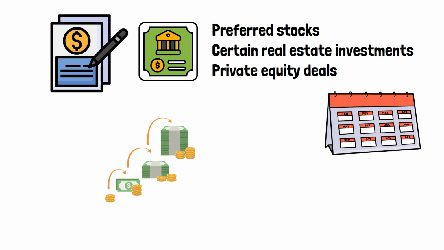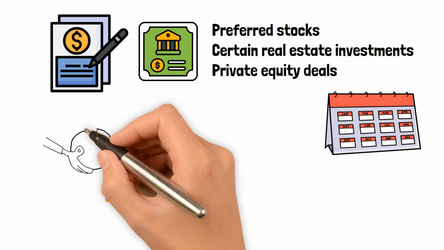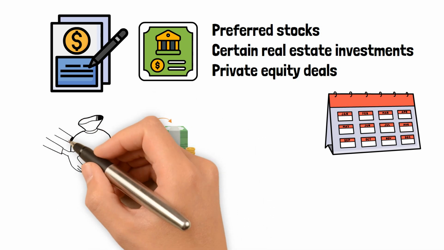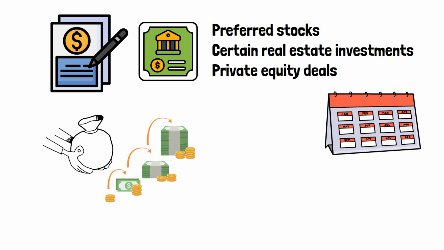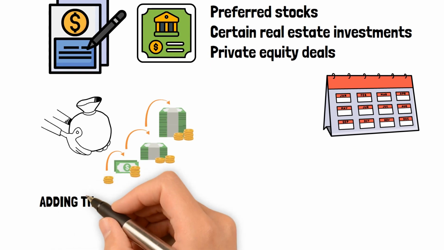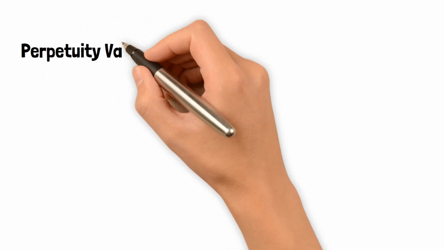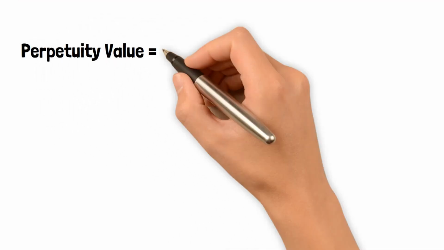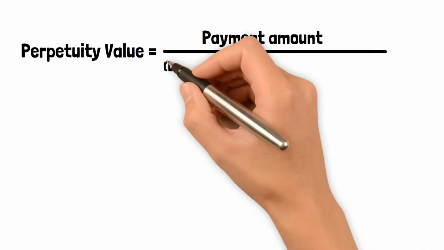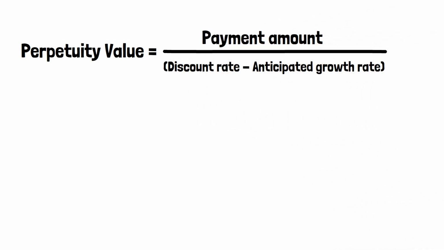When a perpetuity is expected to grow, such as when you want a payment to increase each year to cope with inflation, you need to fund it with more money initially. In the perpetuities formula, this manifests in subtracting the growth rate from the discount interest rate in the denominator. So, the modified perpetuities formula is perpetuity value equals payment amount divided by the discount rate minus the anticipated growth rate.